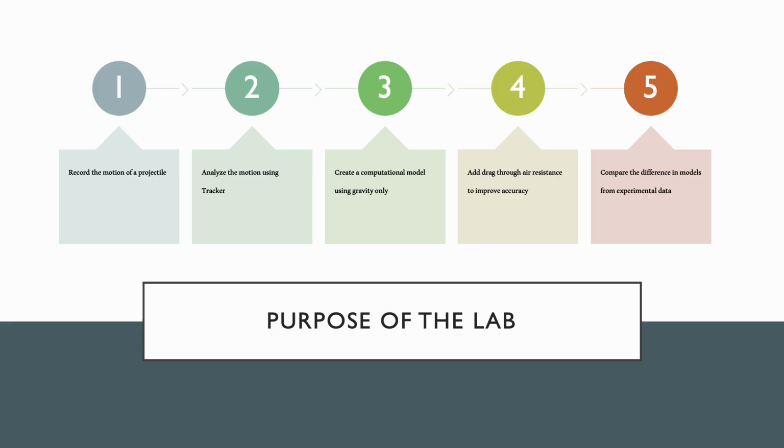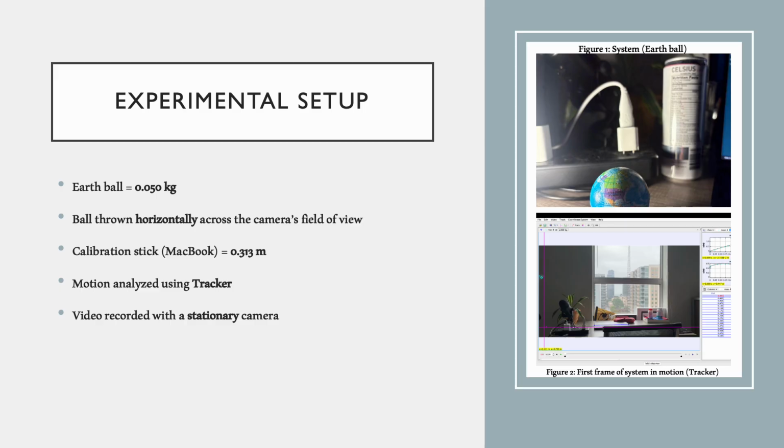First, I recorded the projectile's motion using the stationary camera. Next, I analyzed the video using Tracker to obtain the ball's position as a function of time. Using those measurements, I created a computational model based on Newton's second law. I first assumed gravity was the only force acting on the ball, then created a second model that included air resistance. Finally, I compared both simulations to the experimental data to determine which model best represented the actual motion.